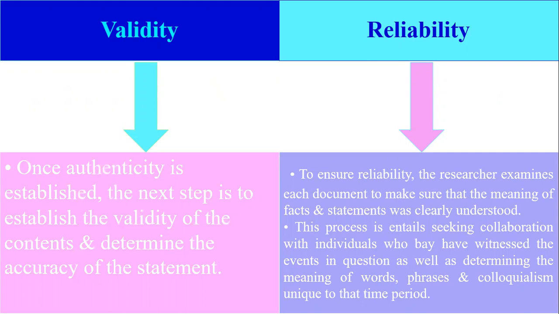And then reliability. To ensure reliability, in such examination the researcher should make sure the meaning of facts and statements were clearly understood. If the statements and the facts are not clearly understood, it means there is personal bias in it, right? So, seek collaboration with individuals who have witnessed the event in question, as well as determine the meaning of words, phrases, or pluralism unique to the time period. What does it mean that you have witnessed, right? What happened in the past, you collected and studied in the present, which shows the whole scenario, right?